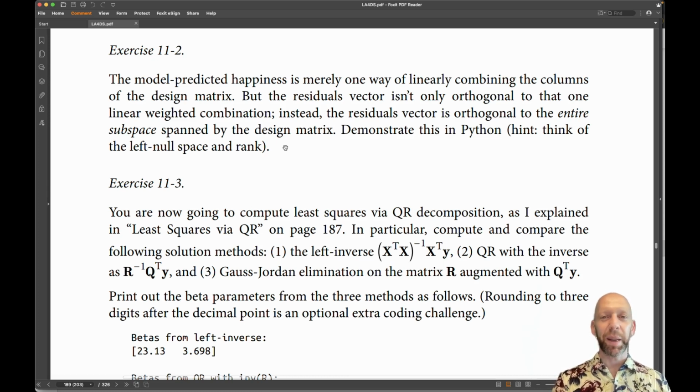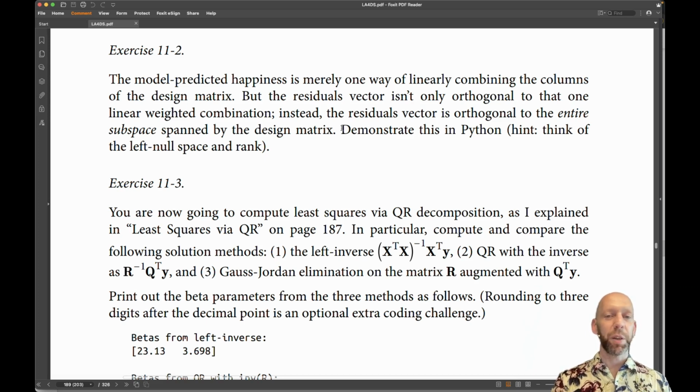I will first talk about the solution a little bit here, and then I'll switch to Python and show you what my solution looks like. And I certainly don't mean to imply that it's the only coding solution. Okay, so here's the idea. If the residuals vector is orthogonal to the entire design matrix, then that means that the residuals vector is in the null space of the design matrix.